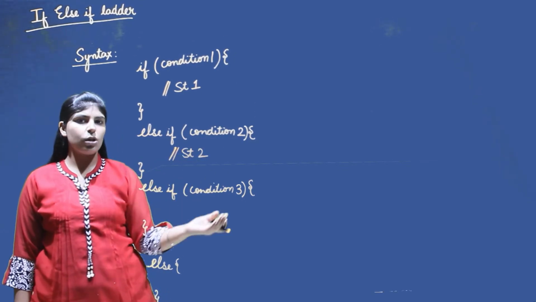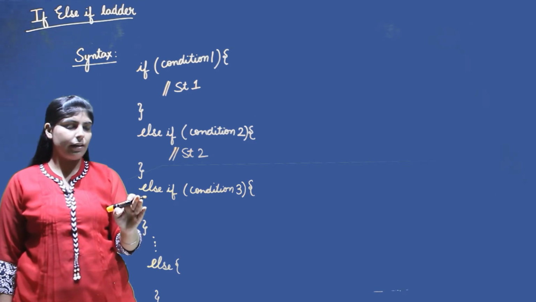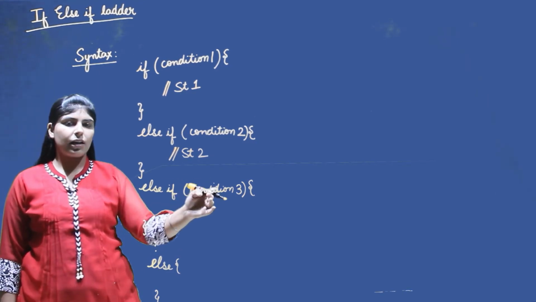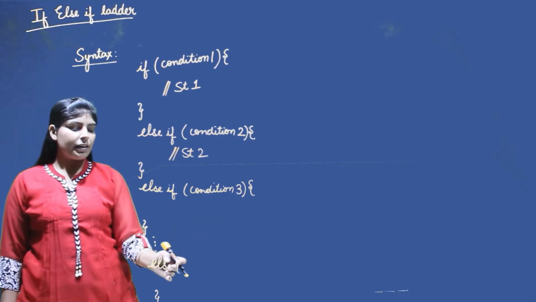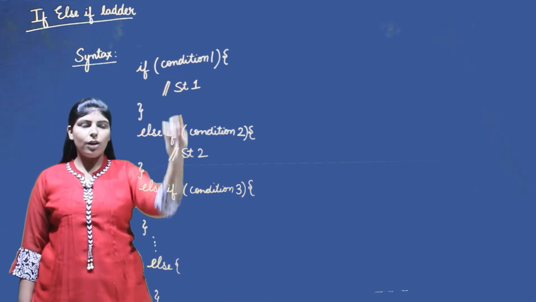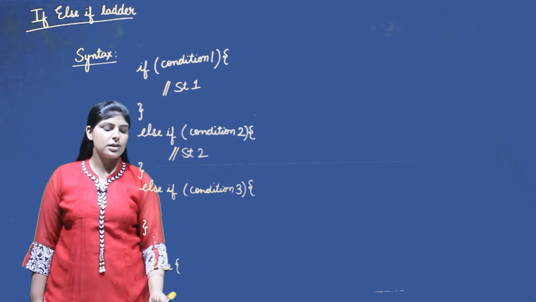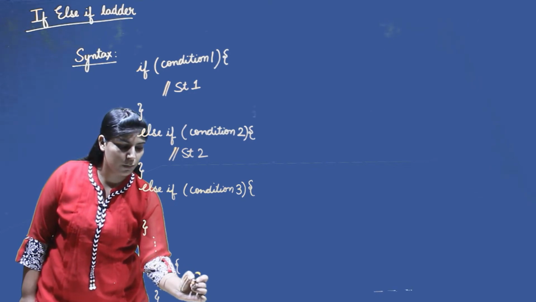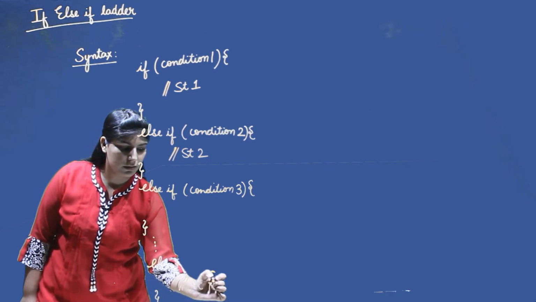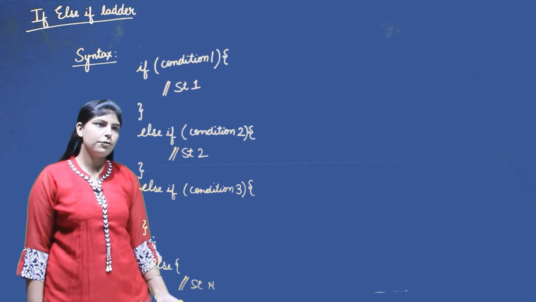If this condition is also false, then the control goes here and this condition is checked. It continues in a similar fashion until it reaches the else block. If all the conditions given above are false, then the statements given in the else block are executed. Let's see this with the help of a flowchart.